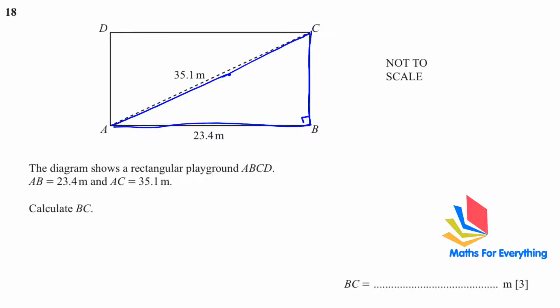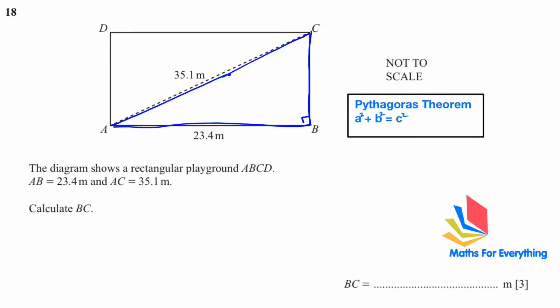In a case like this, we use the Pythagoras theorem. This is the Pythagoras theorem. A square plus B square is equal to C square. C is your hypotenuse. Hypotenuse is your side opposite the right angle. So this is your right angle. What is your hypotenuse going to be? AC is your hypotenuse. Let's replace what we have.